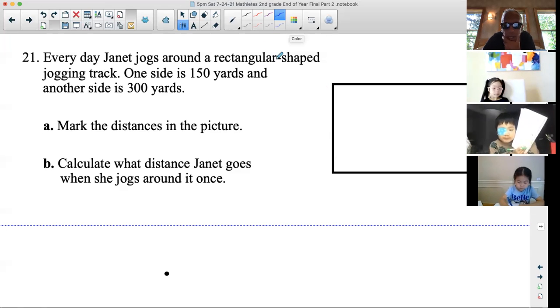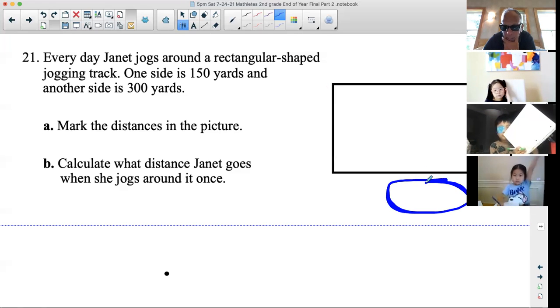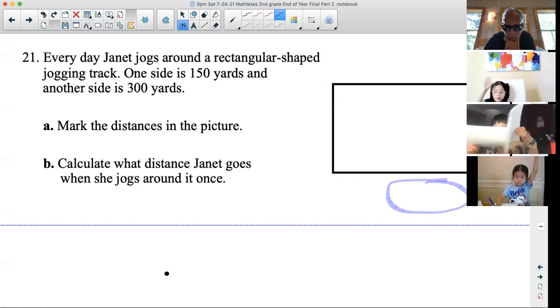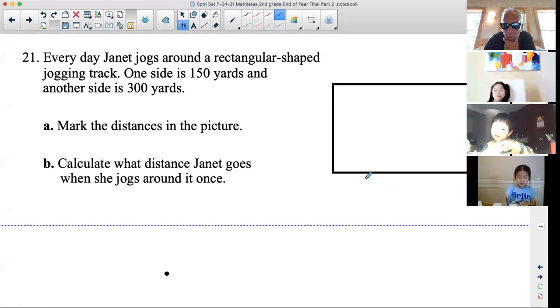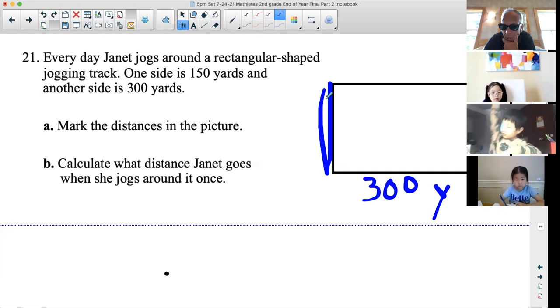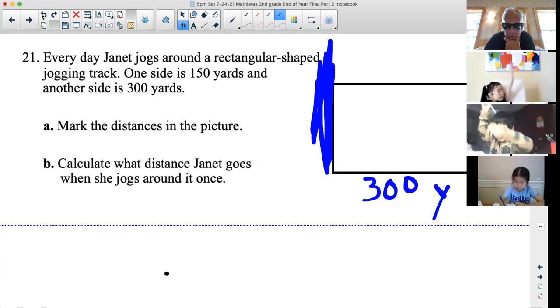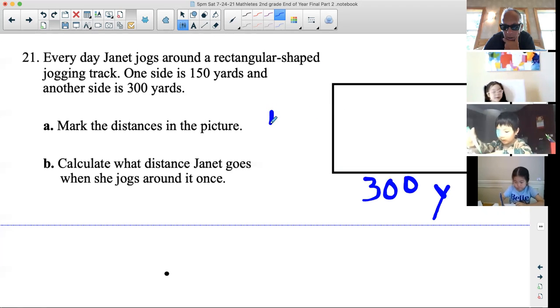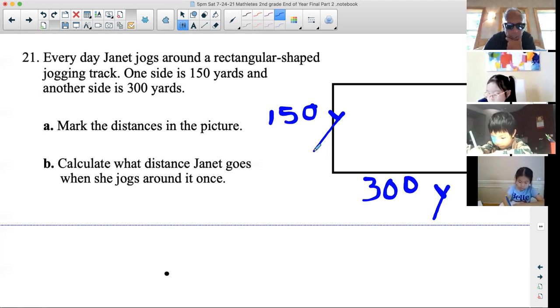So, who can tell me what to put on the bottom? What is the distance on the bottom? Eleanor? 300. 300 what? 300 yards. Who can tell me the dimension of the vertical part of the rectangle? Jason? 150 yards. And finally, Catherine, can you tell me what is the total distance?